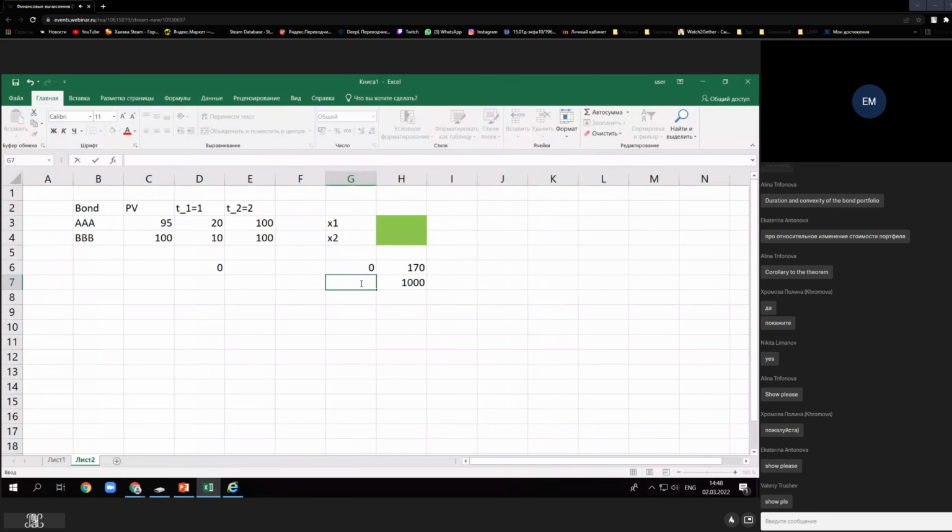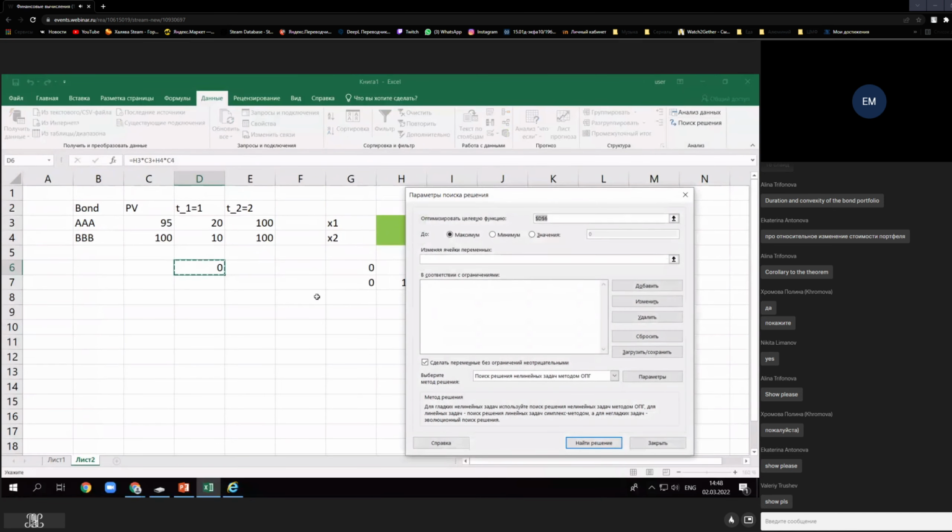In 2 years, the second bond will pay 100, and the total payment will be equal to this. The second bond pays 100 multiplied by the quantity, and this sum must cover 1,000. Success. Let's start with Solver. This is my target function. It must go to minimum.